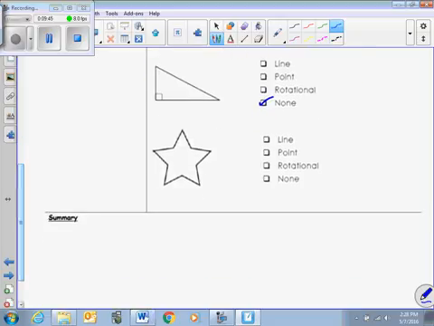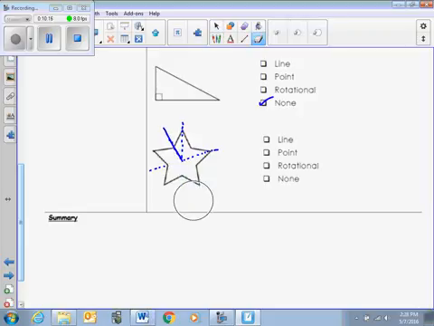And how about the star here? Does it have line symmetry? Sure it does. I know that it has line symmetry. Here's a line of reflection, right? I guess there are other lines of reflection, right? This would be a line of reflection. In all these cases, I could fold it on any of these lines, and I would have the star mapped onto itself. So definitely has line symmetry.